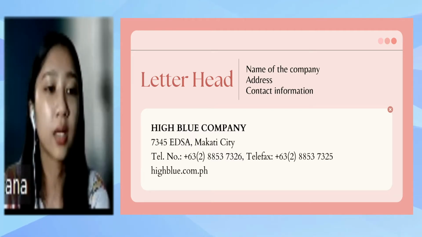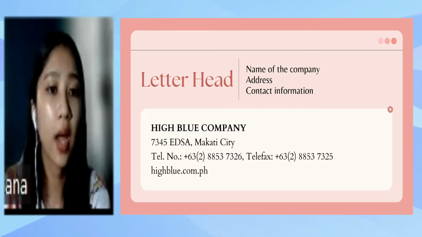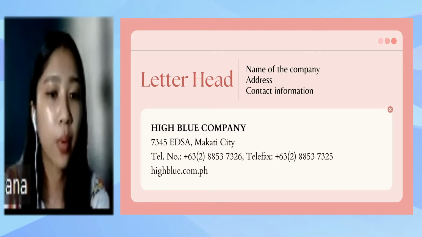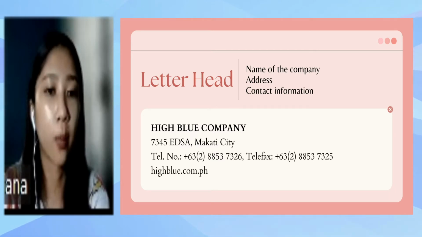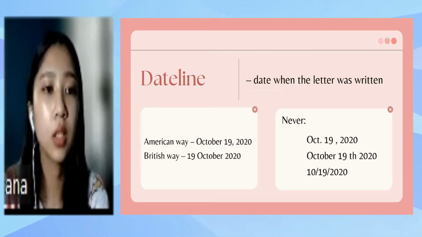Okay, so in the second line, it is, of course, the address followed by the contact information. In our example, the telephone number and the fax number of the company are written, then followed by the email of the company. Okay, so next is the date line. It is the date when the letter was written.